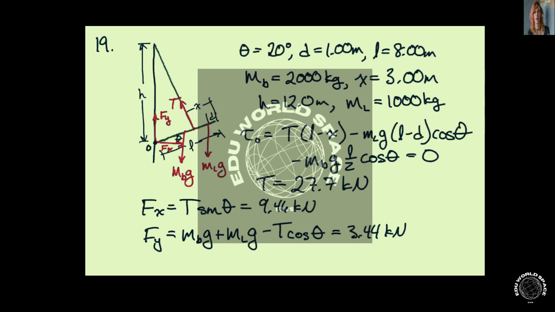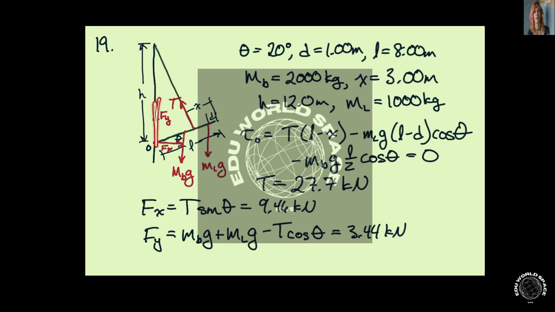of tension in that cable, which means that the cable had better be pretty strong. Now, to find these forces here, we can just do force balances in the horizontal and vertical directions. So in the horizontal direction, the only two forces that have a component there are Fx and T, and we know that Fx has to counteract the x component of the tension T, which is T sine theta. So that becomes 9.46 kilonewtons.